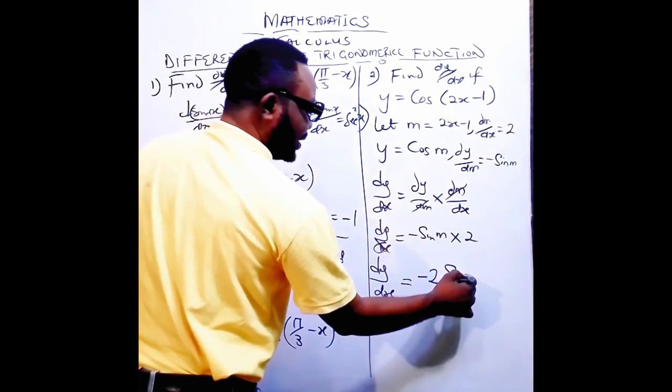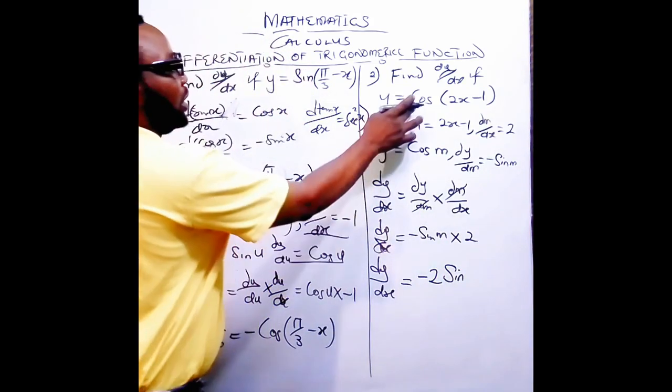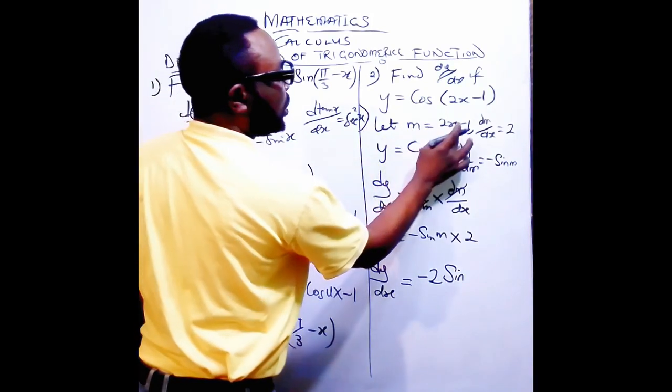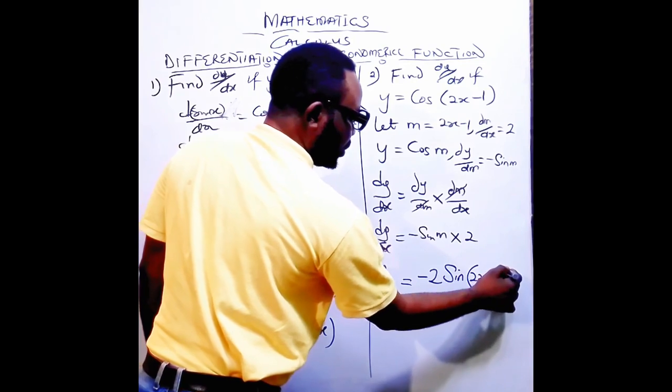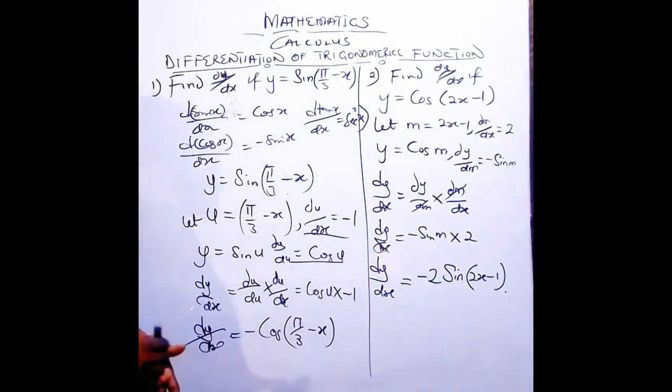Minus 2 sine of what is the value of my m? The value of my m has been taken to be equal to 2x minus 1. Put it in the bracket, 2x minus 1. That is the answer to the question.